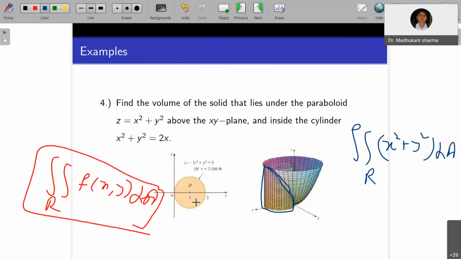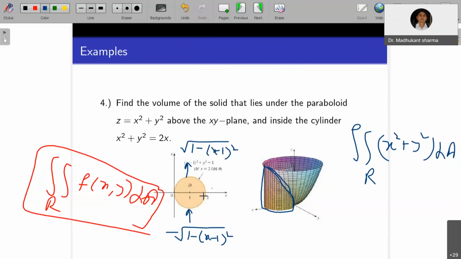Now you can identify the limits. The x limit, you can find out, is 0 to 2. The y limit is minus square root of 1 minus (x minus 1) whole square, to plus square root of 1 minus (x minus 1) whole square. So that's the y limit, and again it looks complicated. Though if you change it into polar form, things will be simplified.